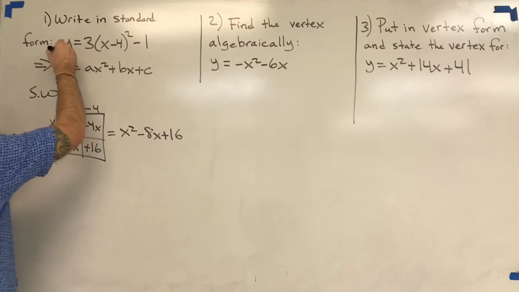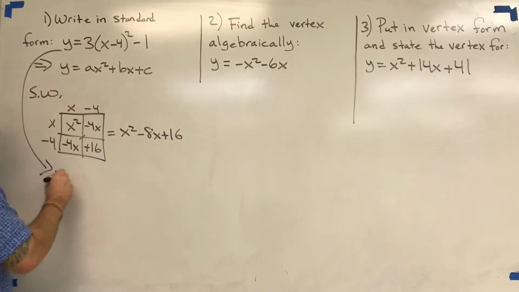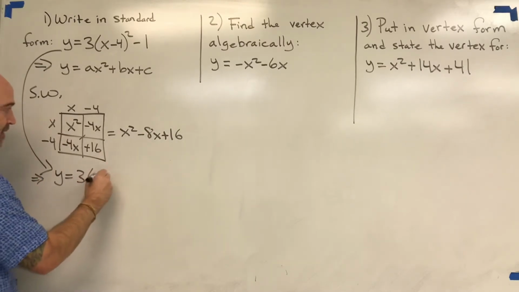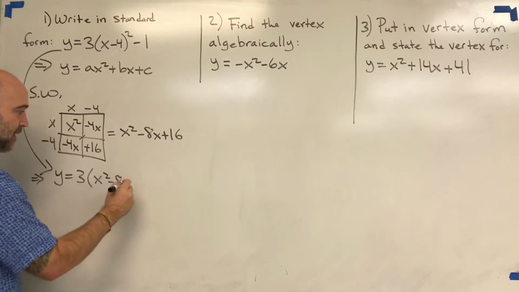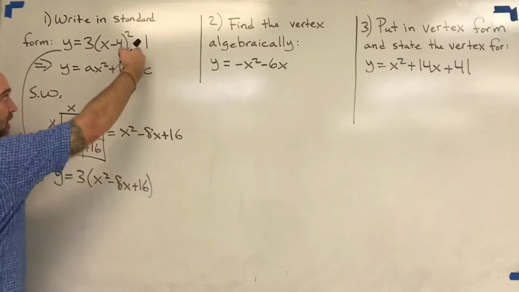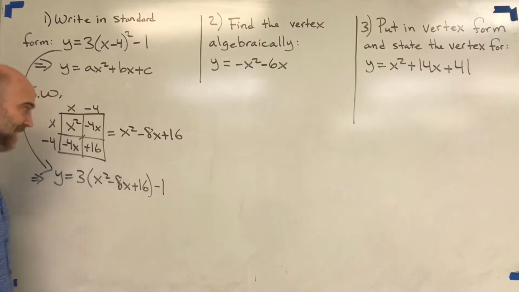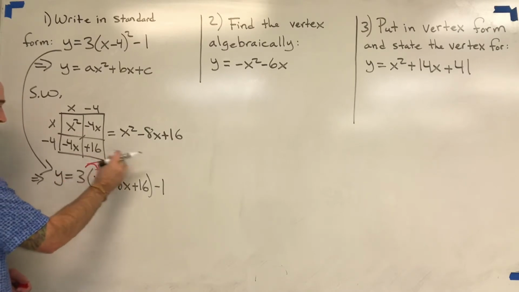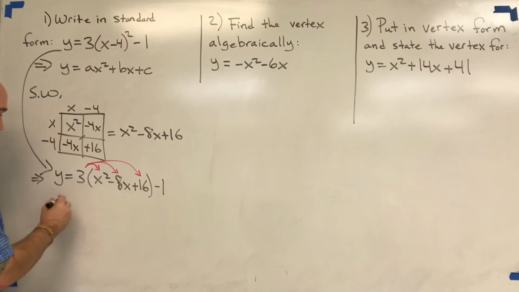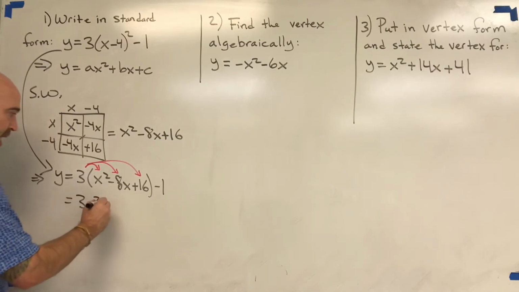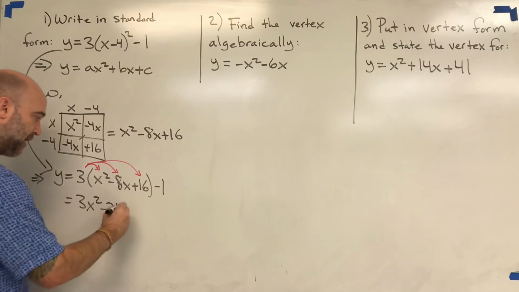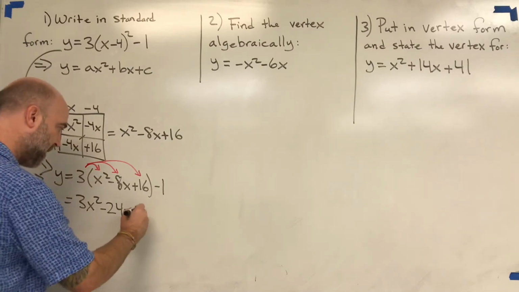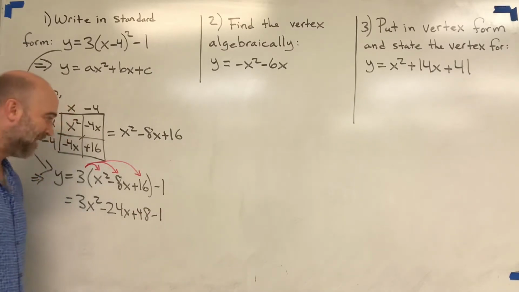So now I have y equals 3 times that, x squared minus 8x plus 16, minus 1 at the end. Don't forget that minus 1 at the end. At this time we're just distributing the 3 to every term inside the parenthesis. And I now have 3x squared minus 24x. And 3 times 16 is 48. Don't forget that negative 1 at the end.